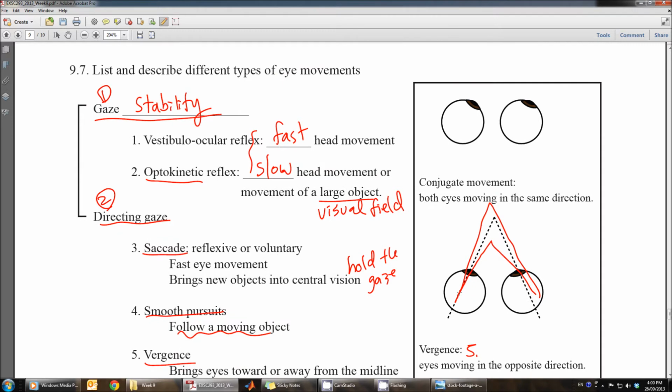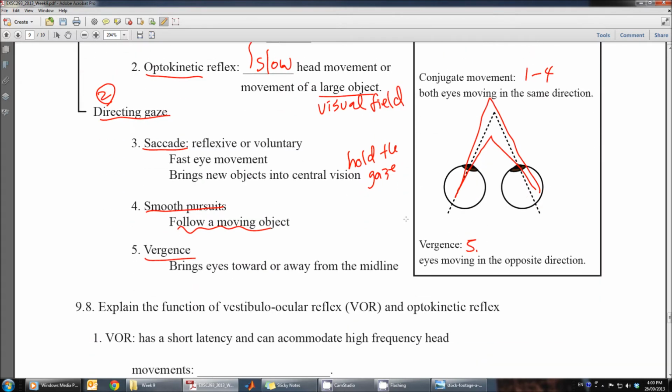And all the other movements are conjugate movements, which means both eyes moving in the same direction, right this way. So eye movements 1 to 4, vestibuloocular reflex, optokinetic reflex, saccades, and smooth pursuits, are all conjugate movements, and then we have vergence.